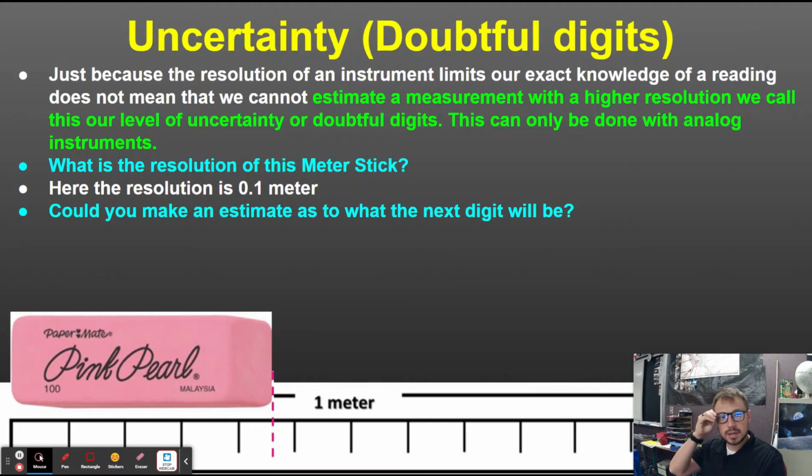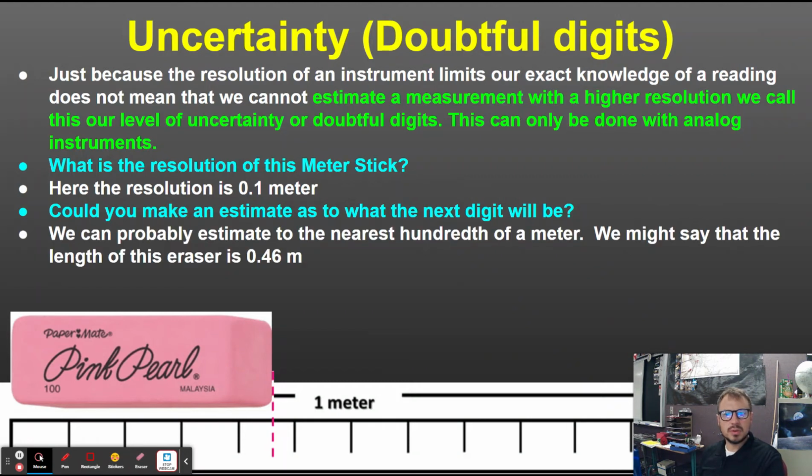0.1 meter. But could you make an estimate to that next digit? Could you look at this and say, well, it's 0.1, 0.2, 0.3, 0.4, maybe 6, yeah, maybe 0.46 meters.